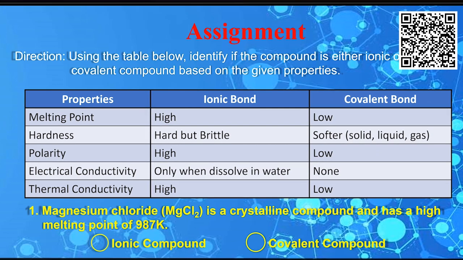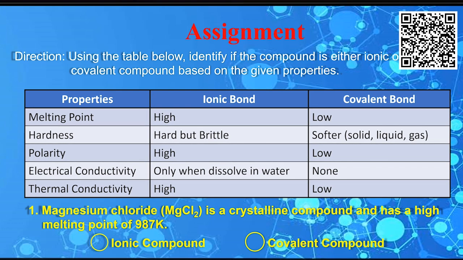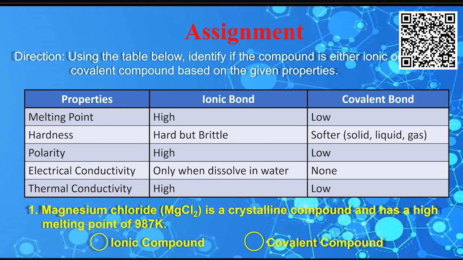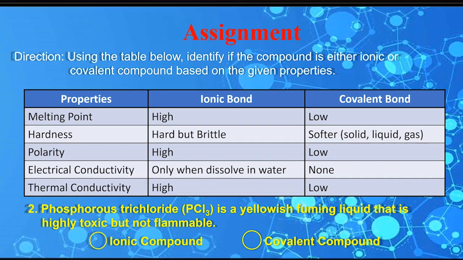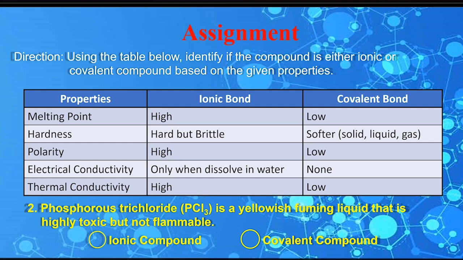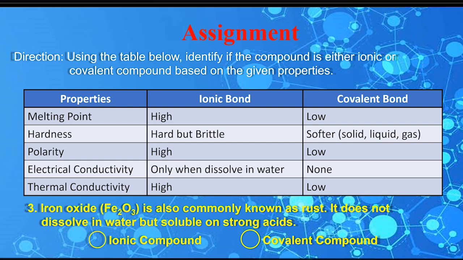Number 1. Magnesium chloride, or MgCl2, is a crystalline compound and has a high melting point of 987 Kelvin. Number 2. Phosphorus trichloride, or PCl3, is a yellowish fuming liquid that is highly toxic but not flammable. Number 3. Iron oxide, or Fe2O3, is also commonly known as rust.